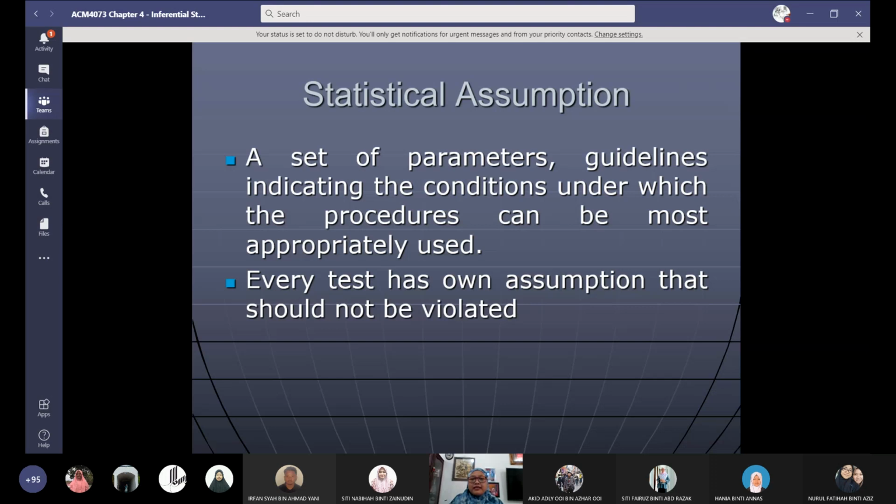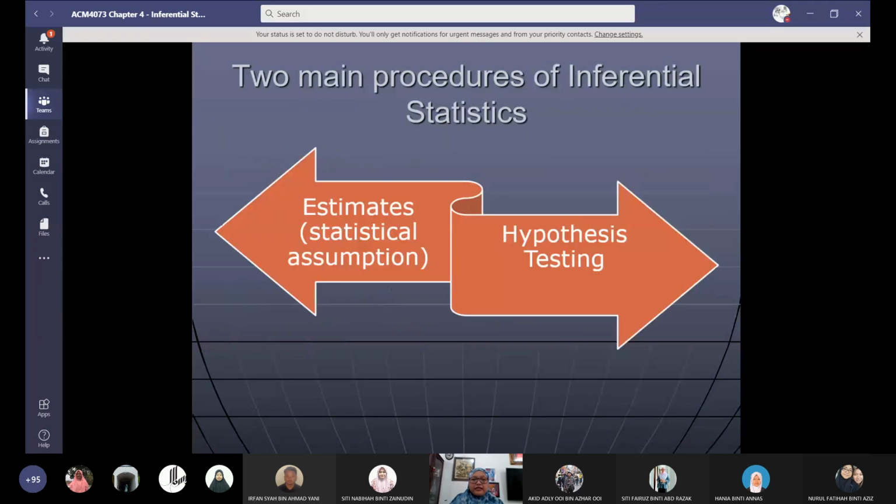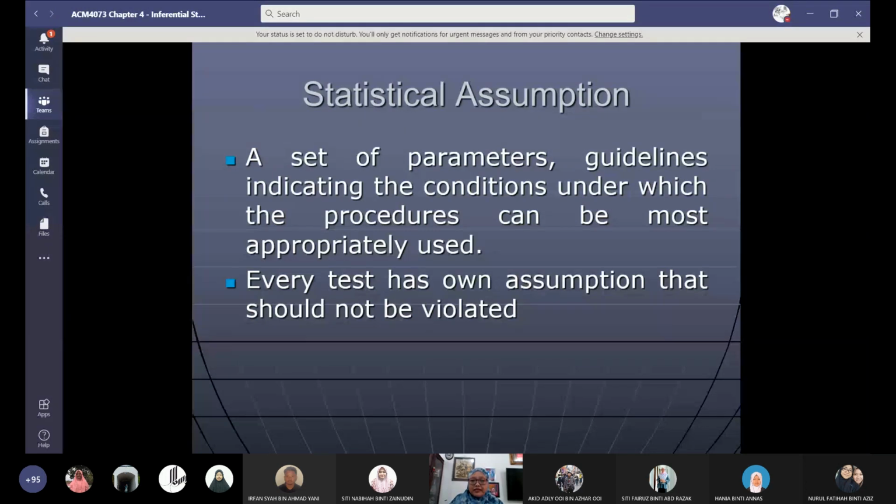So a statistical assumption is a set of parameters or guidelines indicating the conditions under which the procedures can be most appropriately used. Every test has its own assumptions that should not be violated. There must be some assumptions of what will be your findings, or what you will find in the outcomes.